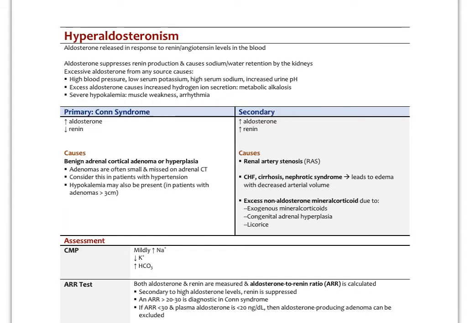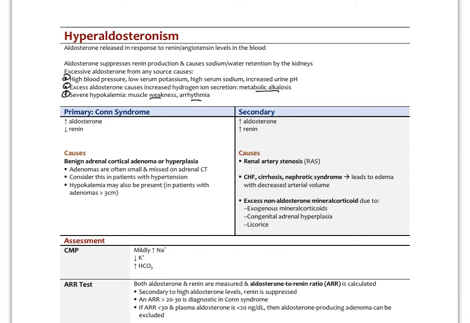Now, excess aldosterone from any source would generally result in high blood pressure, low serum potassium, high serum sodium, and increased urine pH. Excess aldosterone also causes increased hydrogen ion secretion, so that would over time lead to metabolic alkalosis as you excrete more acid essentially through the kidneys. And then we might see with severe hypokalemia, muscle weakness and cardiac arrhythmias. So that would be the clinical manifestations of high aldosterone states.